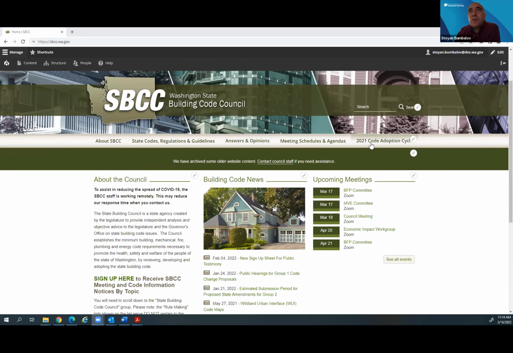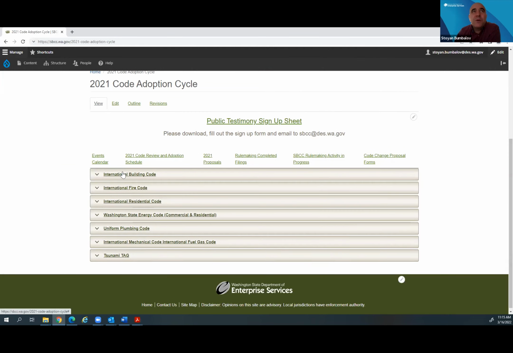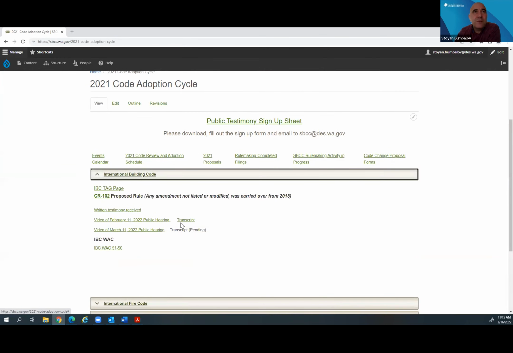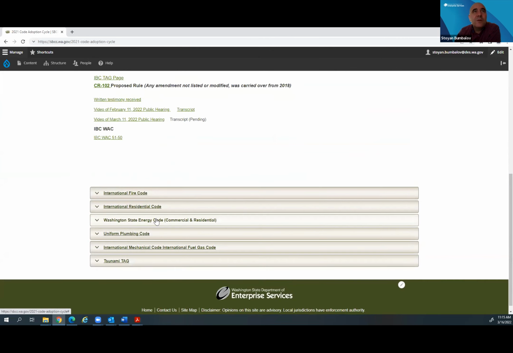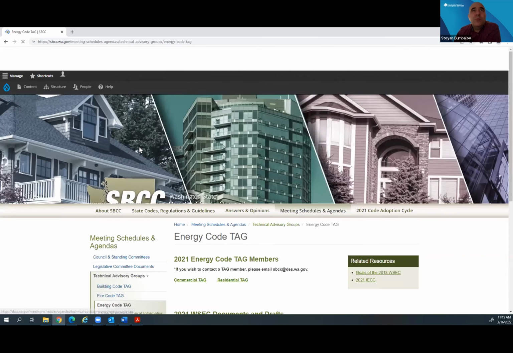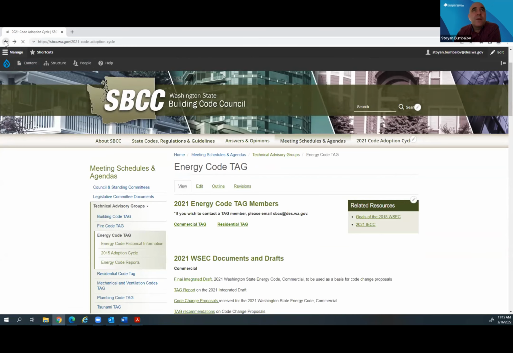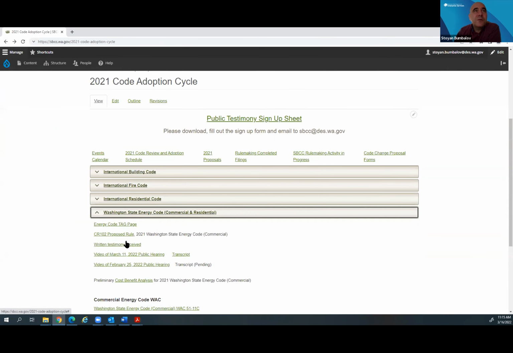But so what we have currently, I showed this at one of the council meetings. Right here, 2021 code adoption cycle. And when you click on 2021 code adoption cycle, you will see the accordion here with all building codes. Let's go to the state energy code. So we have a link that will lead you to the technical advisory group page. So all work is here, and here is the CR 102, which is the initial proposal. Okay, this includes all proposals that we've been discussing in the last few months.